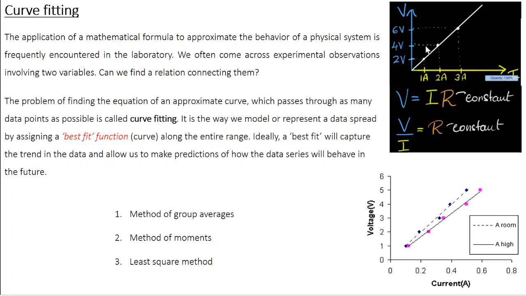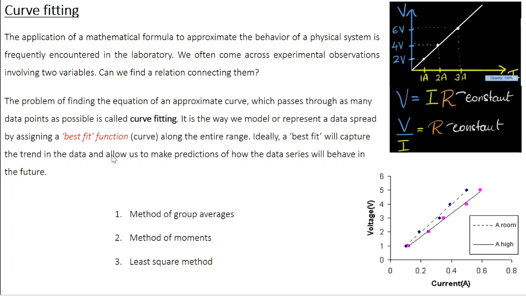Now, what are the advantages of fitting an experimental data with a theoretical curve? First thing, it will help you to understand the trend in the data. So when you fit these three data points with a straight line, now you can immediately make out that there is a linear relation between voltage and current. So the trend in the data is revealed by the theoretical fit.